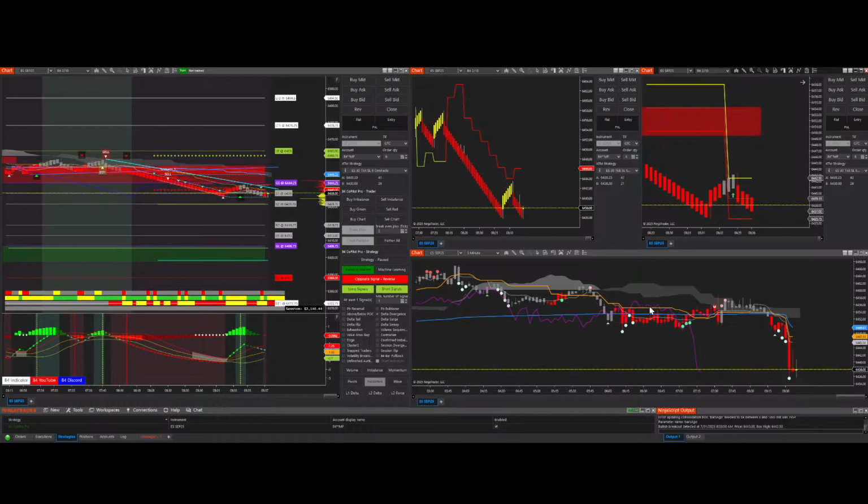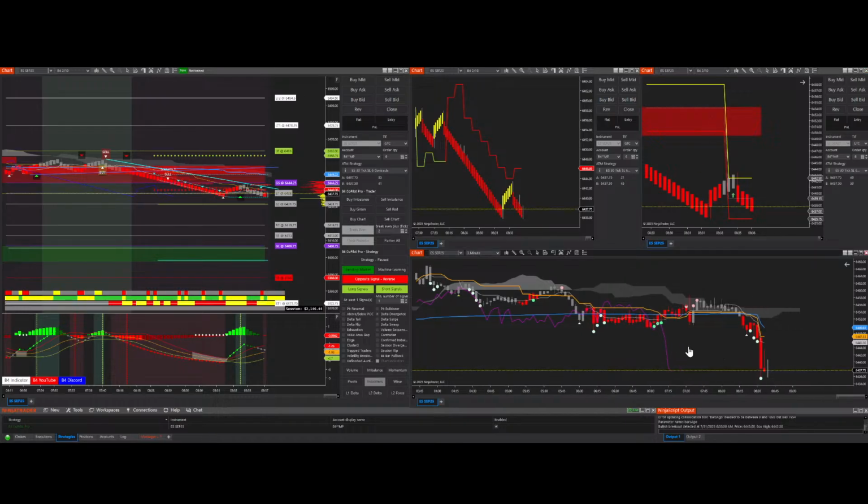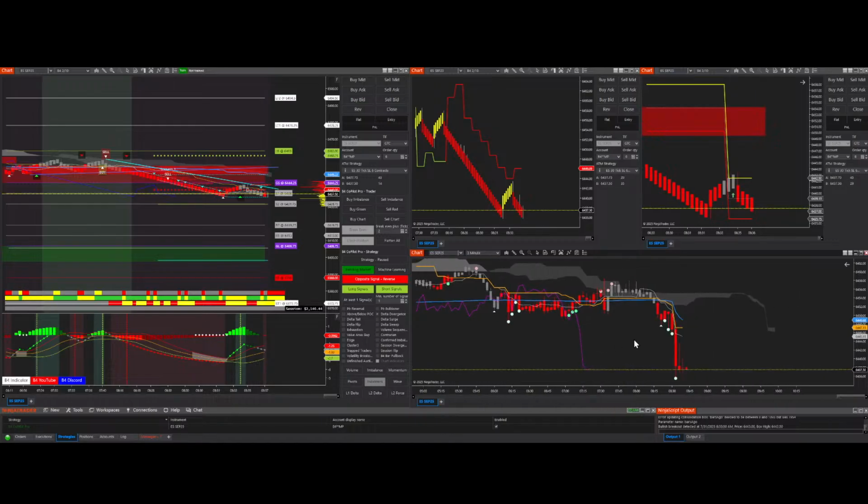Guys, this is just our Ichimoku. I use Ichimoku in everything that I do. I'm using it on a 3-minute chart here. These are our KISS dots.